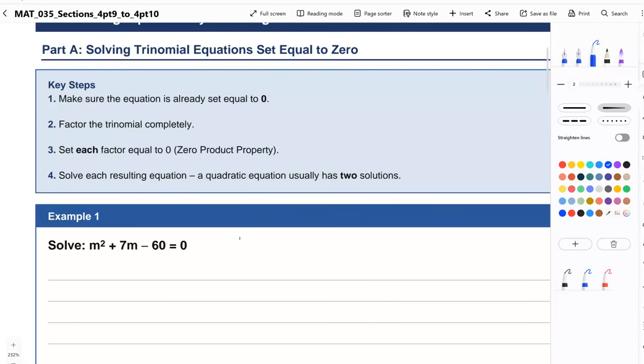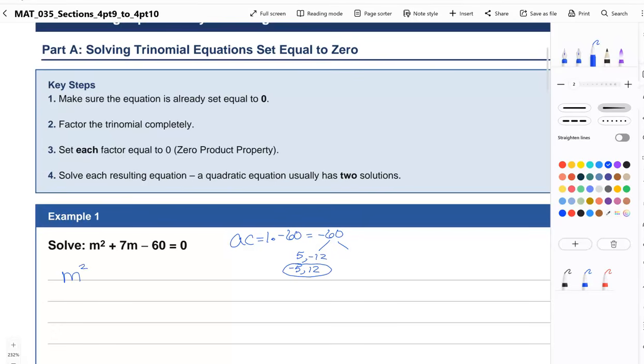There we go. So we have AC. It's going to be 1 times the negative 60, which is negative 60. We're going to think about all the ways you can multiply to get a negative 60. So we have 5 times negative 12. We have negative 5 times 12. And that one's going to be our answer.